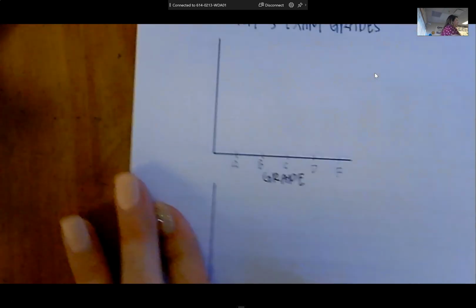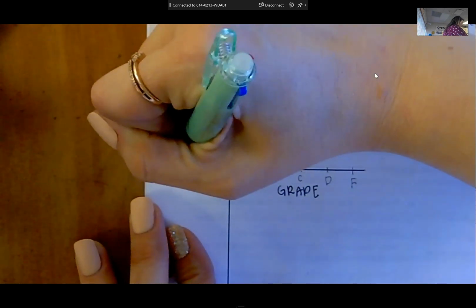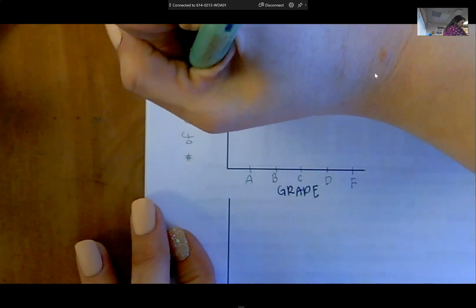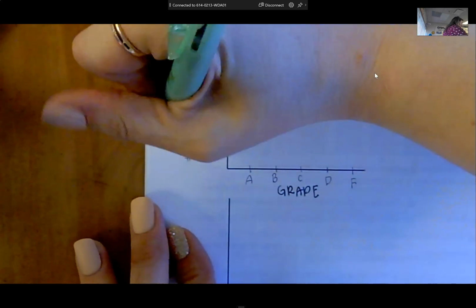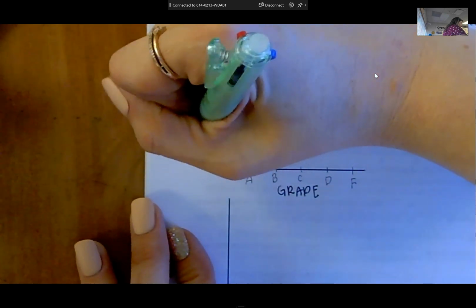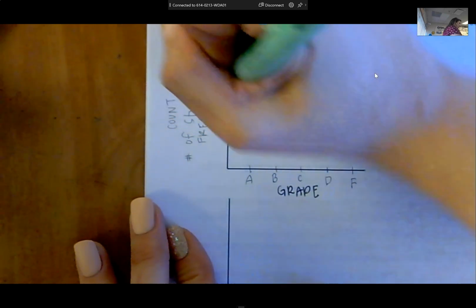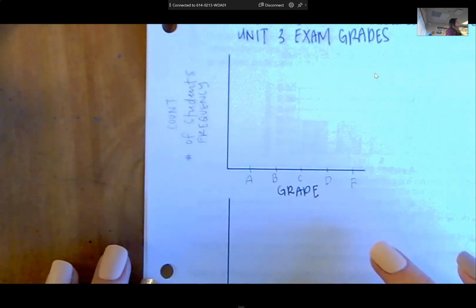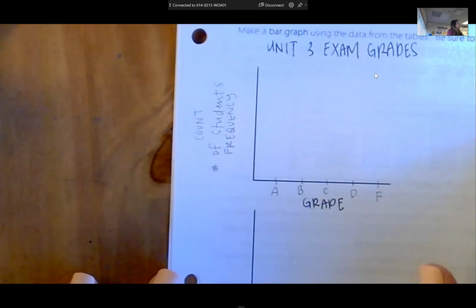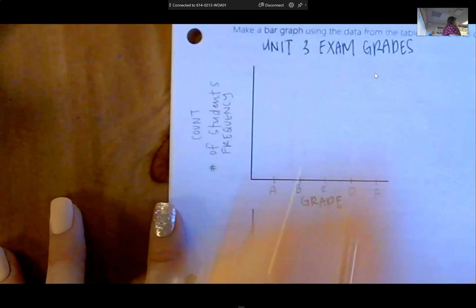Then on the y-axis, you have a bunch of different options. You can say number of students. You can say count. You can say frequency. You could probably just say students. I think the best one is number of students. So I think that the best one is definitely number of students.